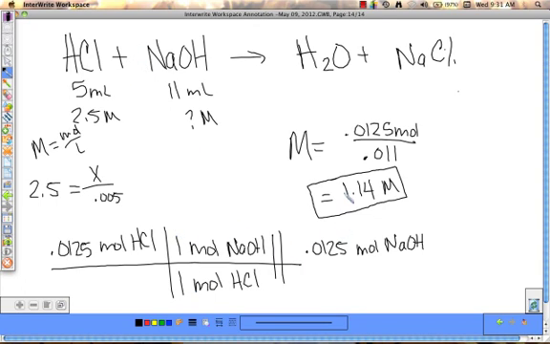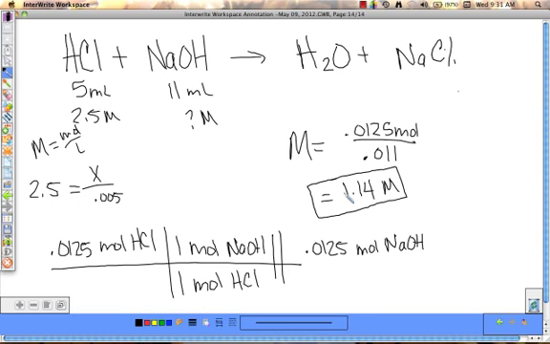Are they going to be balanced already? You may have to balance it. You should always just check it. If it's already written out, I would say it's probably balanced. But if it's in a word format where it just says hydrochloric acid neutralizes sodium hydroxide, then you'd have to write out the equation yourself.